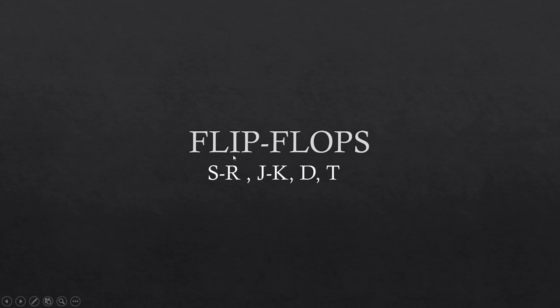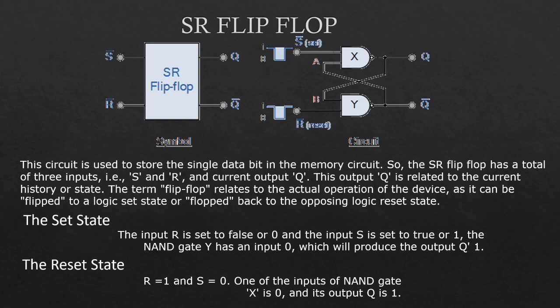Hello everyone. So this is experiment number 6 of the digital lab experiments, that is flip-flops. Here we have included the SR flip-flop, JK flip-flop, D flip-flop and the T flip-flop. First let us take a look into the SR flip-flop.